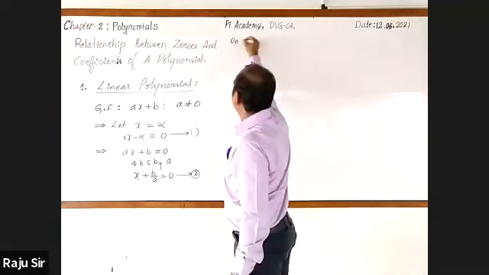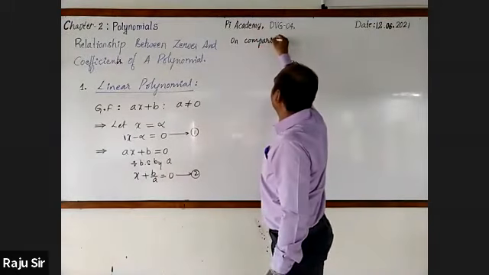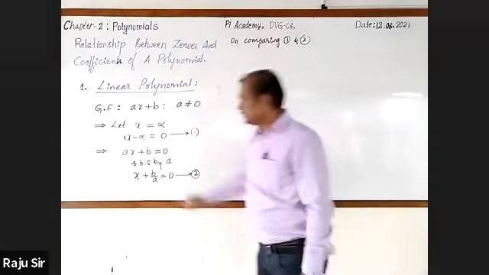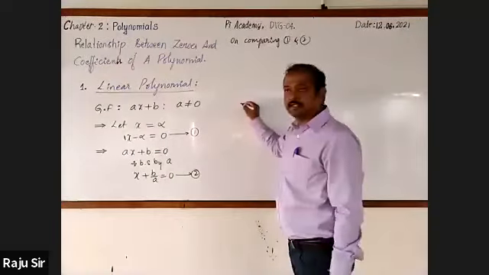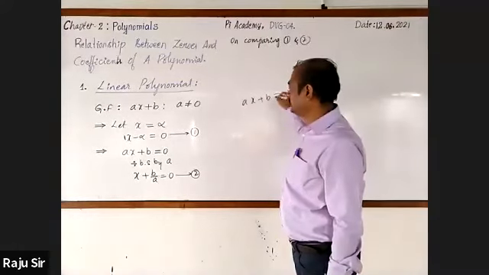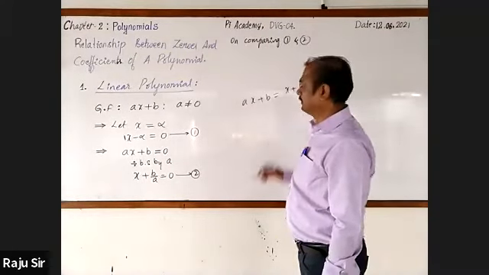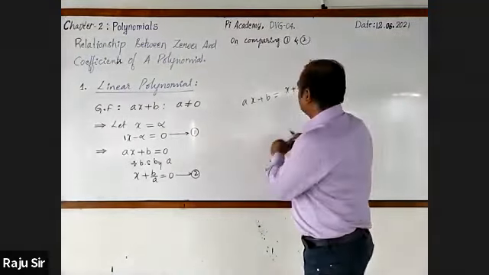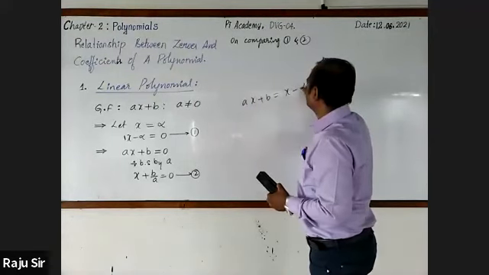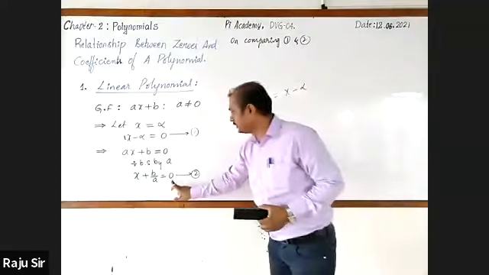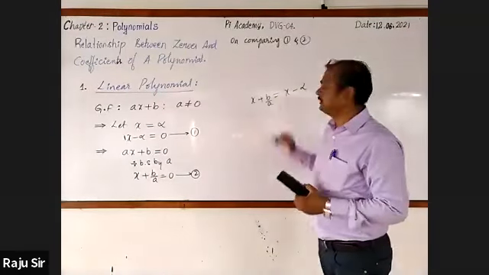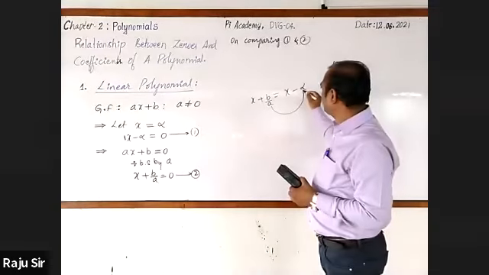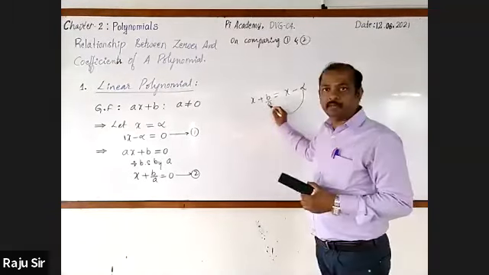Now you write, on comparing 1 and 2, it will be like this. Observe, equation 1 is x minus alpha. Equation 2 is x plus b by a. Now I am going to equate the coefficients. On equating coefficients, minus alpha equal to b by a.